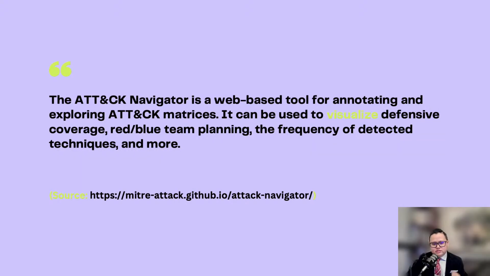So what is the ATT&CK Navigator? Based on its GitHub website, as you can see listed on the source below, you can check that out. The ATT&CK Navigator is a web-based tool for annotating and exploring ATT&CK matrices. It can be used to visualize defensive coverage, red team and blue team planning, the frequency of detected techniques, and more. And I'll show you what it looks like.